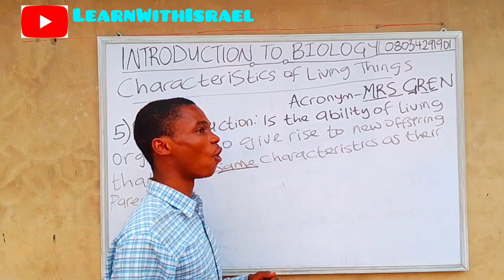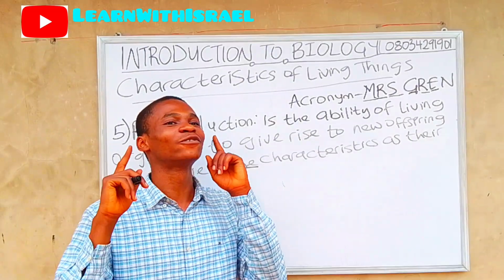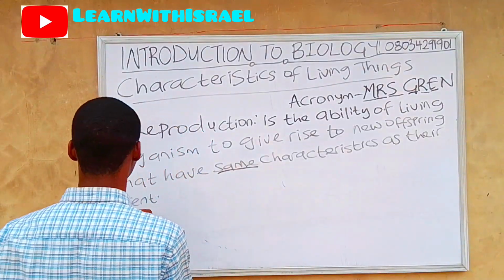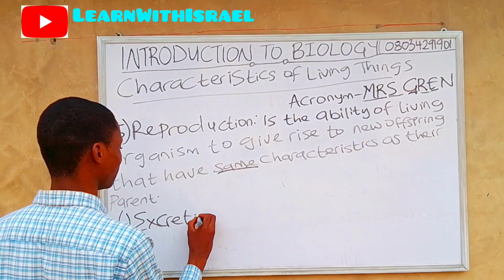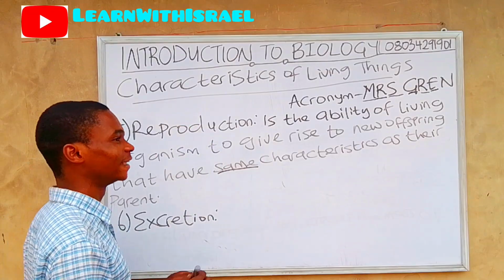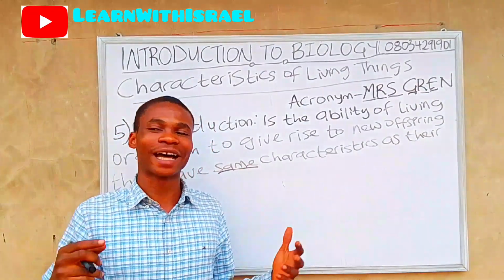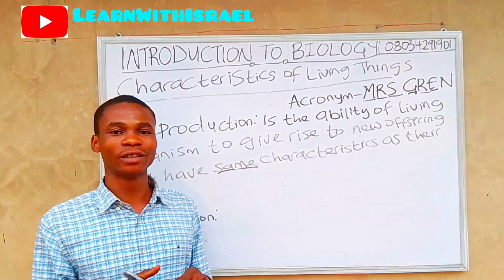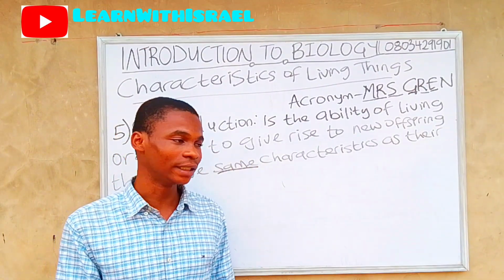So E stands for what? Think about it. E stands for excretion. So excretion is the removal of metabolic waste in the body. Not only metabolic waste, but poisonous metabolic waste in the body.